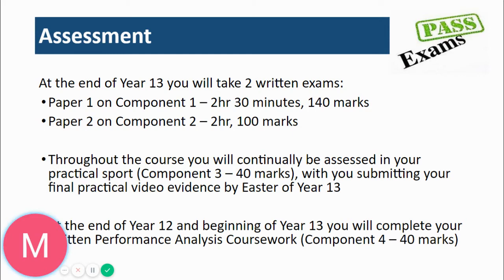So, how will each of the 4 components be assessed? Component 1 and Component 2 are assessed through written exams at the end of Year 13. You'll take 2 exams. Component 1 is a scientific paper, and it lasts for 2.5 hours and is worth 140 marks. And in the second exam paper, which is for Component 2, the Psychology and Contemporary Issues paper, that lasts for 2 hours and is worth 100 marks.